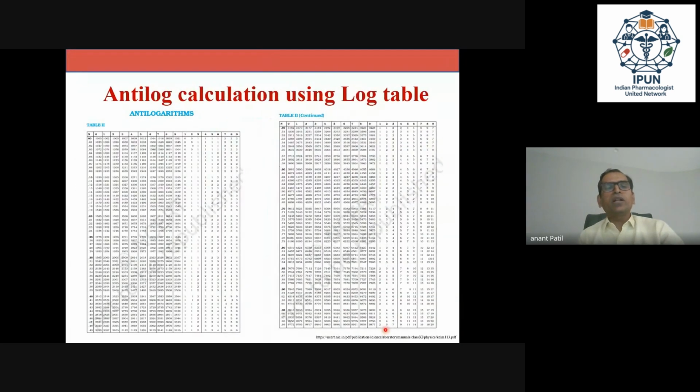Now let's look at how anti-log is calculated. For anti-log, again you have two tables. You have another table where you have the numbers, again starting from 0 and going up to 0.99. This is the anti-log first column. Then we have row 0 to 9. And again we have another table 1 to 9.